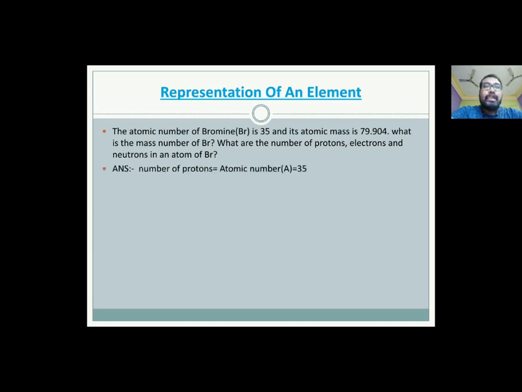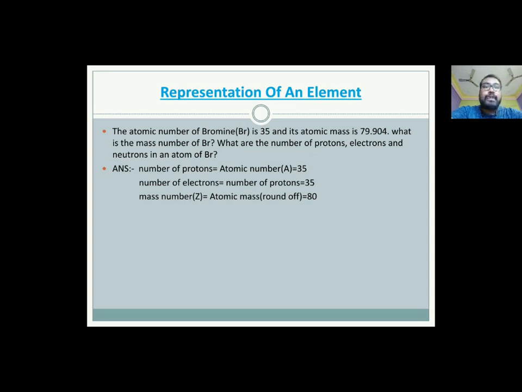We know that atomic number represents the number of protons present in the atom. So we get number of protons as 35. Again, we already know that in an atom, the number of protons and the number of electrons is always equal. So we have the number of electrons as 35. Next, in order to find out the number of neutrons, we have the formula mass number minus atomic number.